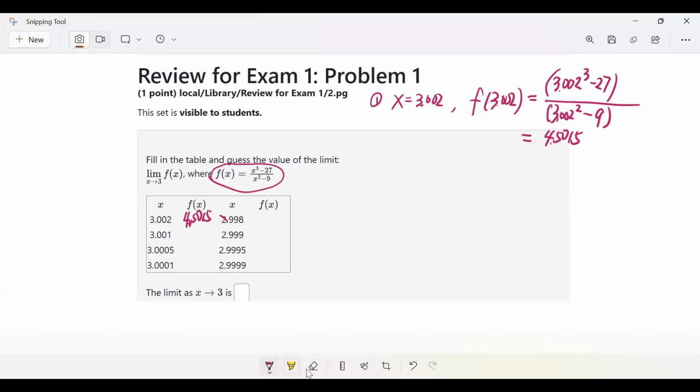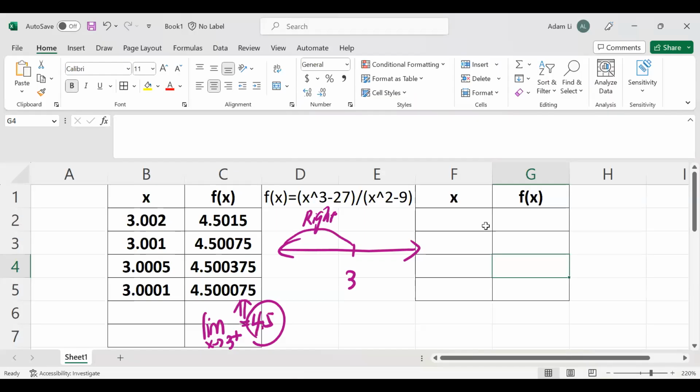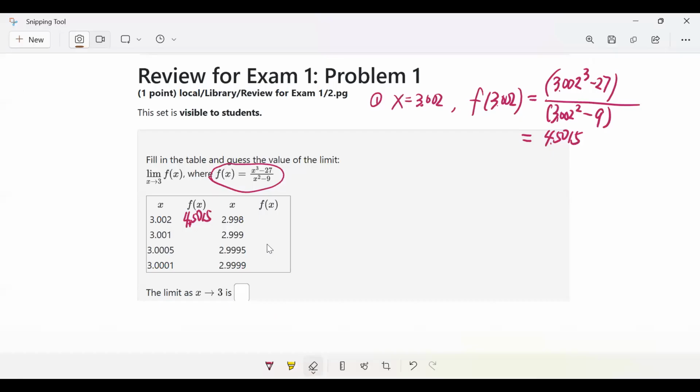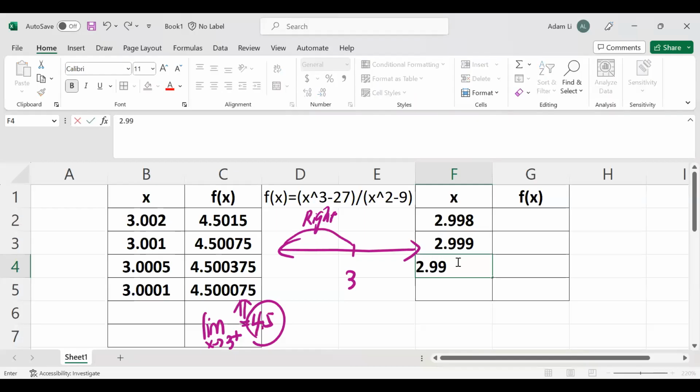So 2.998, 2.999, 2.9995, 2.9999. Again, the trend here is getting closer to 3. 2.999, 2.9995 and 2.999, 2.995.